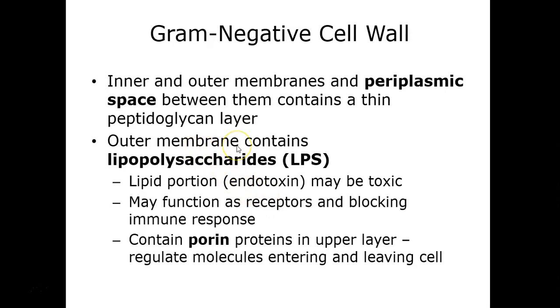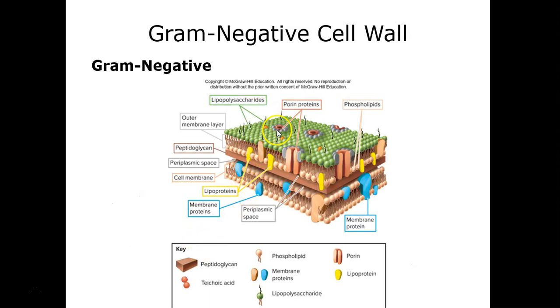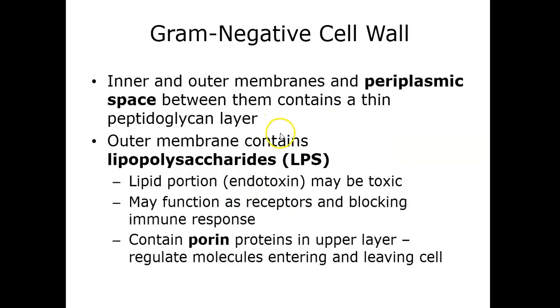The outer membrane also can function as a receptor site for things to bind to and enter the cell. And they actually contain these little holes at the top known as porins. These porins allow for molecules to enter and leave the cell. So it's another way for materials to be transported in and out of the cell.